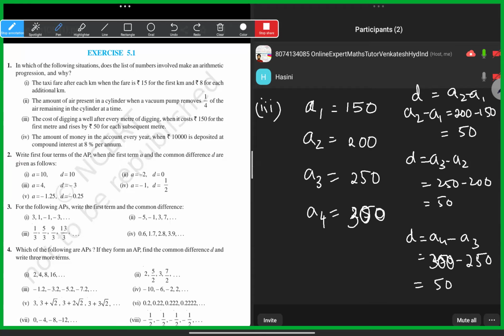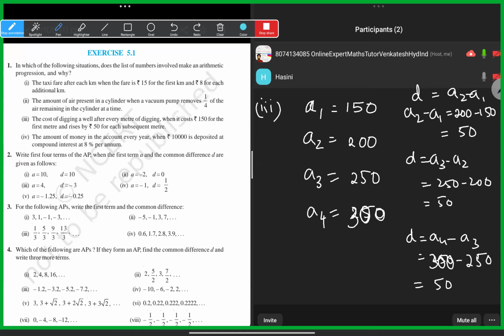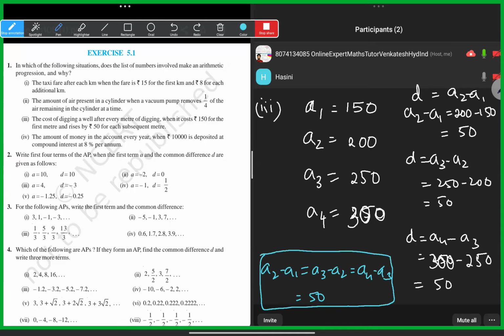You can see, Hasni, A2 minus A1 is 50, A3 minus A2 is 50, A4 minus A3 is 50. The common difference is matched. So A2 minus A1 equals A3 minus A2 equals A4 minus A3, all of them equal to 50. Hence, this particular situation follows arithmetic progression.